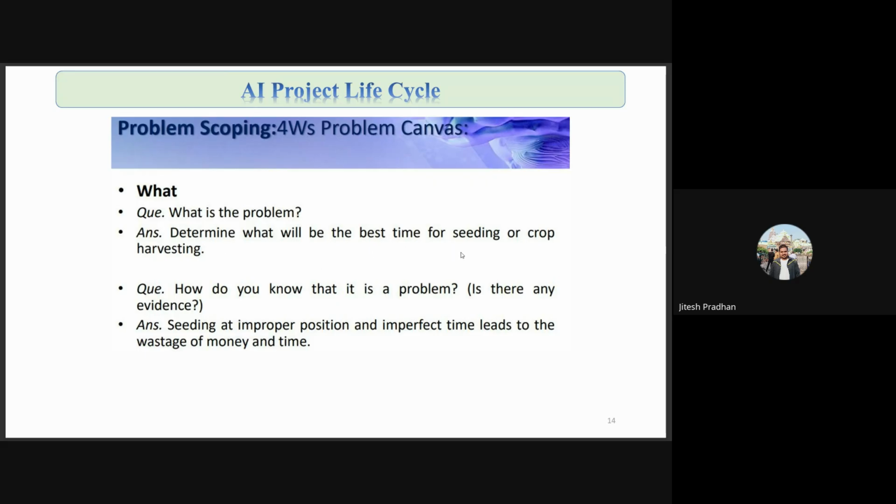Now in this case we are looking into seeding or crop harvesting. So finding out the best time for seeding and the best time for harvesting will be our problem. How do you know about this problem? Seeding at an improper position and imperfect time leads to the wastage of money and time. We have to identify that what we have selected is actually a problem and it is affecting people. If the seeding time is not good and we are doing the seeding, then there is a chance that there will be less crop and indirectly farmers will be affected. That's why it's a problem.